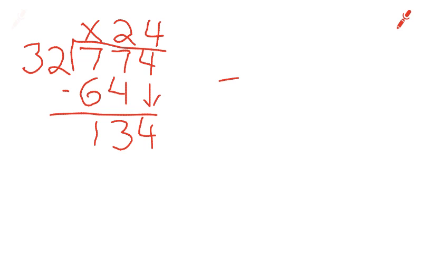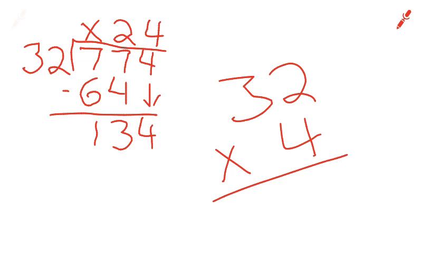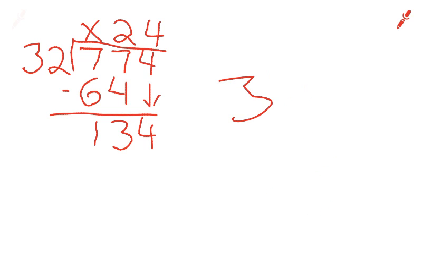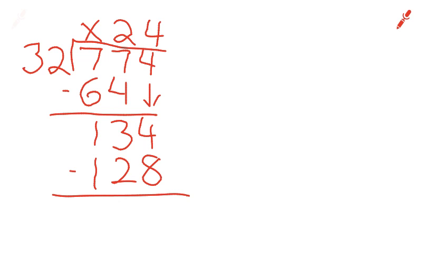When you multiply 32 times 4, your answer is going to be 128. And that's going to work out. 128 is going to work out because when we subtract it, and let me do that here, we get a total of 6. As long as this number is smaller than our divisor, we're doing good. And it is, so we're okay with that. So we got 24 remainder 6.